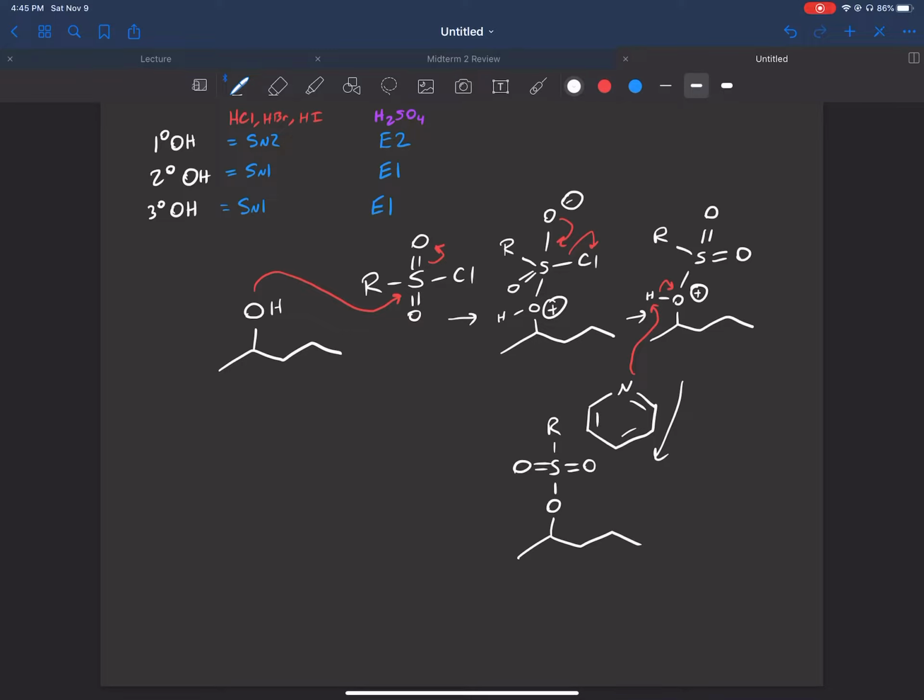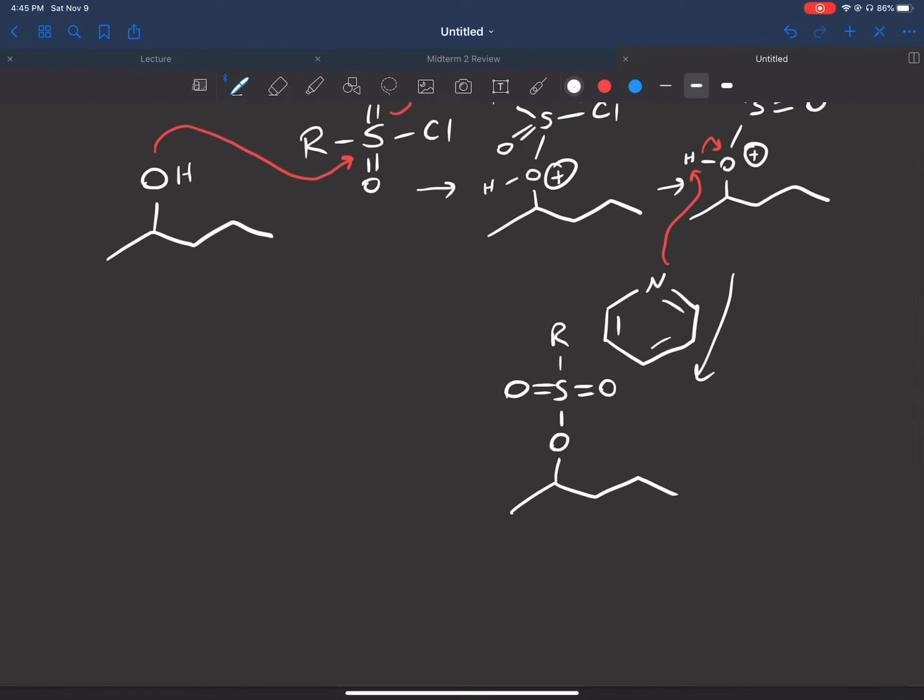Okay. So we get this structure. Now, what's the point of all this? Well, that little oxygen bound to the sulfur with two other oxygens and the R group is a very good leaving group.